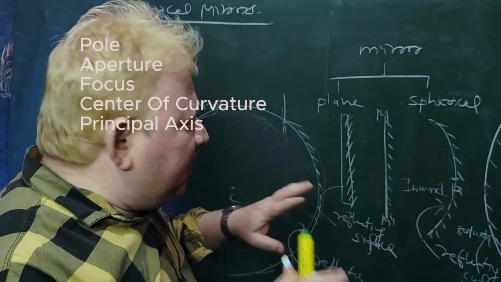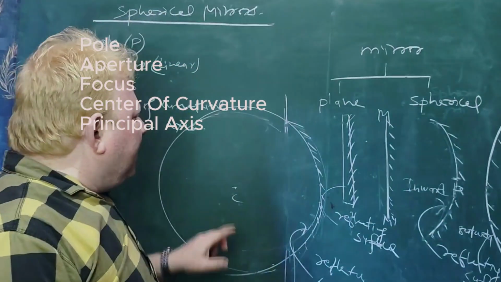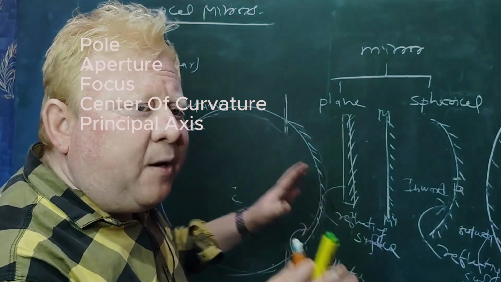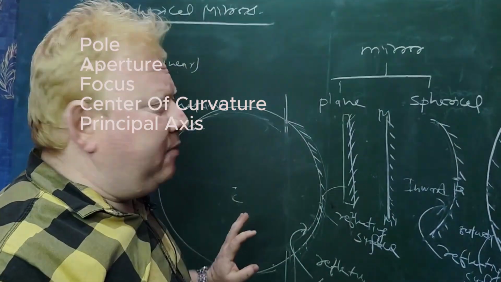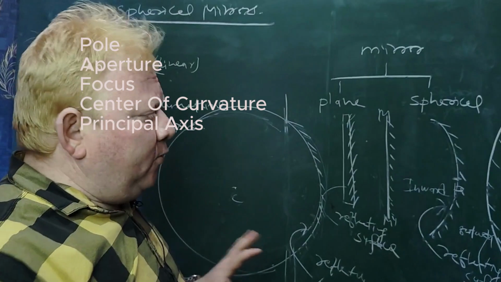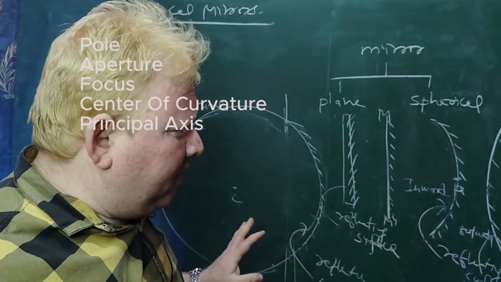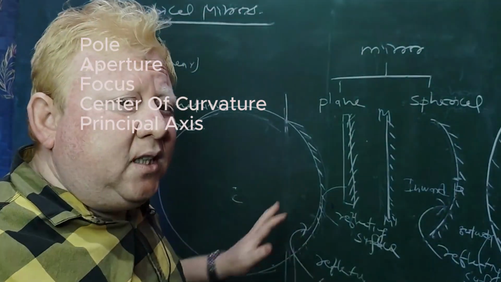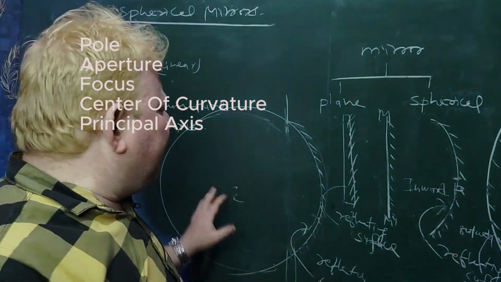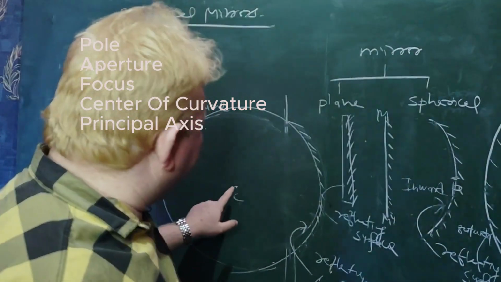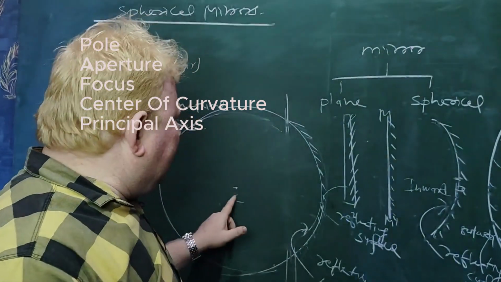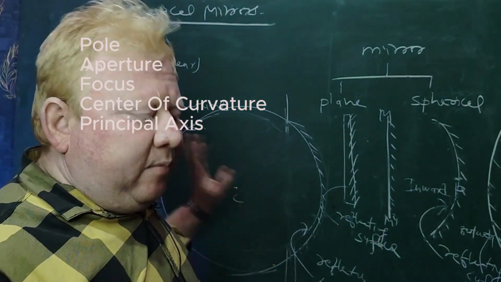Understood? So the thing is, the center of that hollow sphere of which the given mirror forms a part is called the center of curvature of the given spherical mirror, no matter whether it is a concave mirror or a convex mirror. In both cases this is the same. You treat it the same way. That is, the center of that hollow sphere of which the mirror forms a part is called the center of curvature.